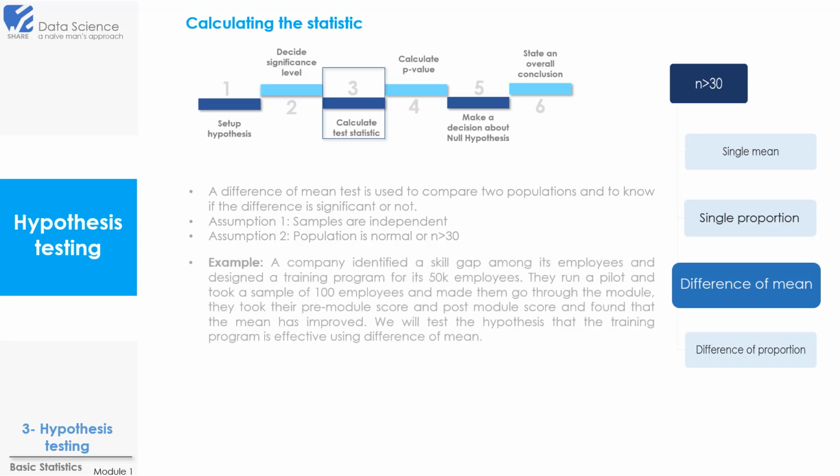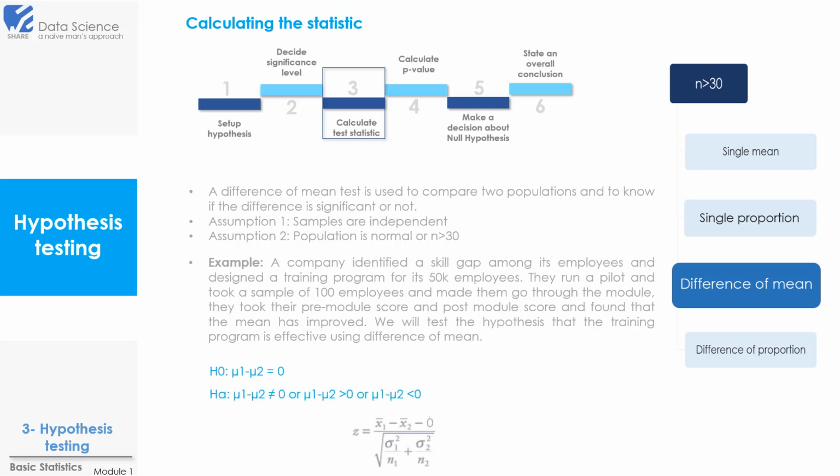Now let's take an example of this to understand it better. Let's say a company identified a skill gap among its employees and designed a training program for its 50,000 employees. They ran a pilot and took a sample of 100 employees and then made them go through the module. They took their pre-module score and post-module score and found that the mean has improved. Now we will test the hypothesis that the training program is effective using the difference of mean.